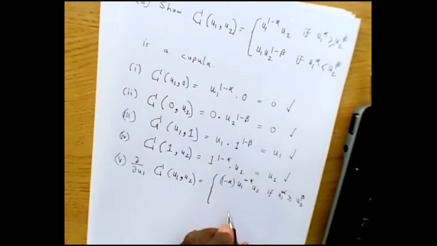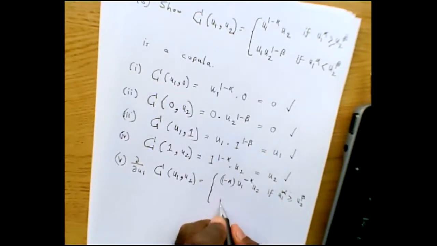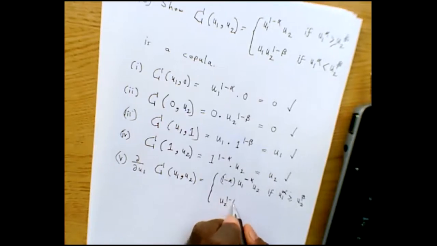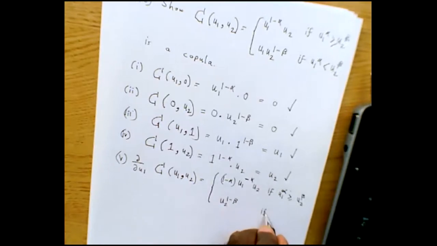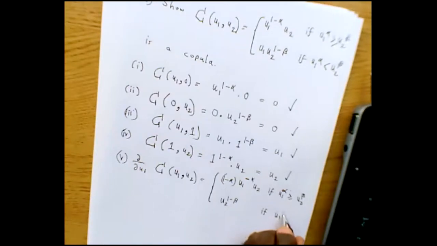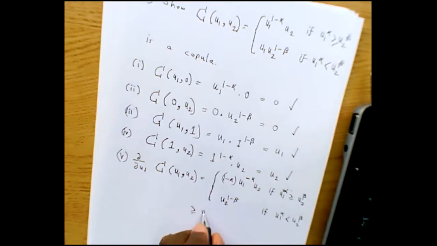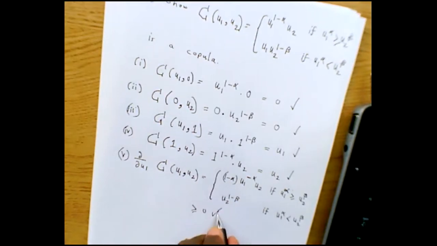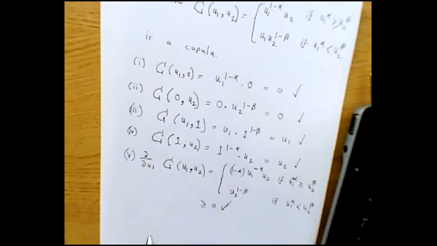Sorry guys, sorry for overrunning. I apologize for that. I will finish in a minute. And this is clearly greater than or equal to 0, because I forgot to say that alpha is a number between 0 and 1. So this has to be non-negative.